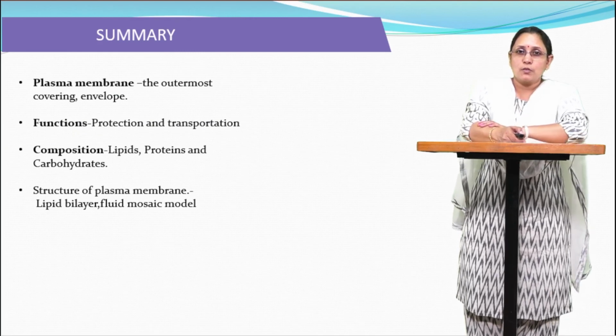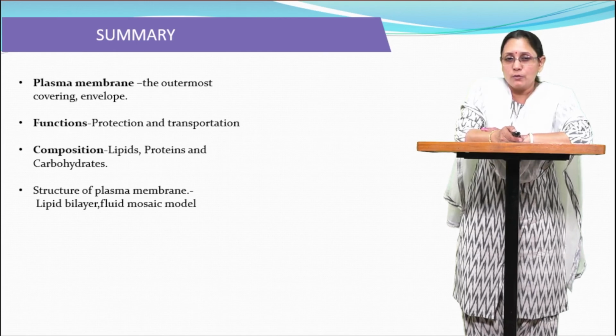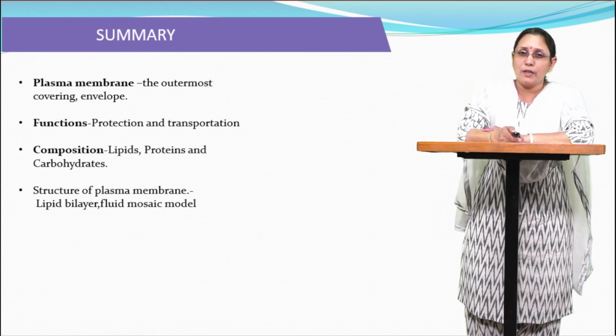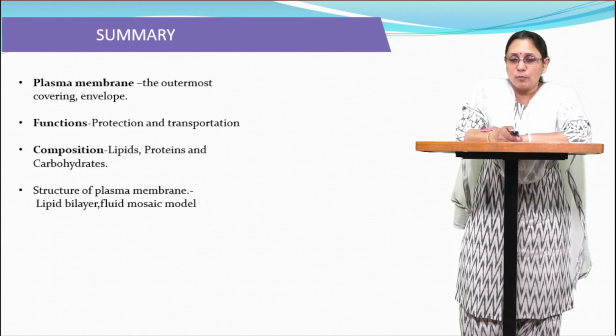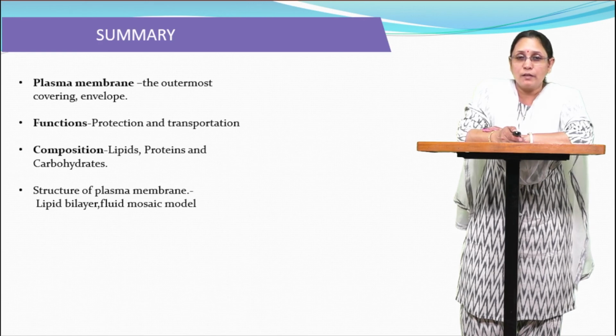So this is all about today's lecture, the plasma membrane. What did we see in this lecture? We saw the outermost covering or envelope, which is the plasma membrane. How do we define the plasma membrane? It is the outermost covering or envelope. Then, as per its location, what is its function? Along with protection, another important function of the plasma membrane is transportation. We saw the example of active transport, the sodium potassium ATPase pump.